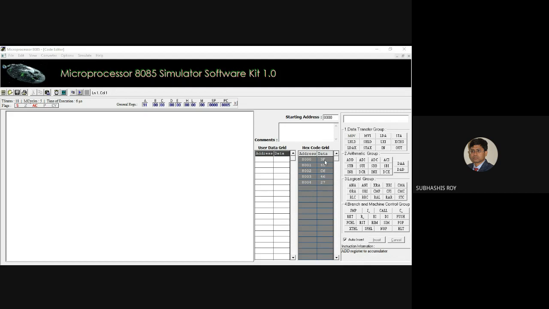5 plus E, so there will be a carry. After 5 plus E, what will you get?